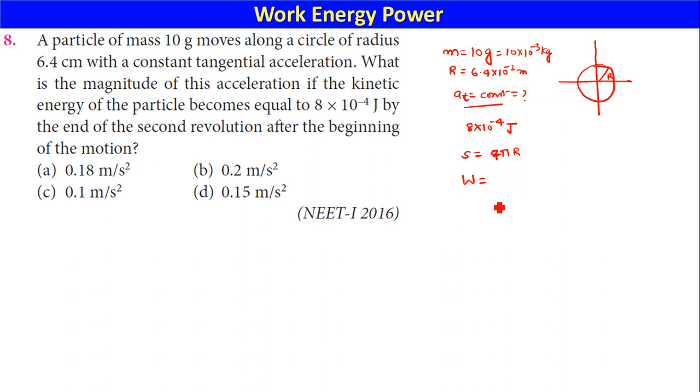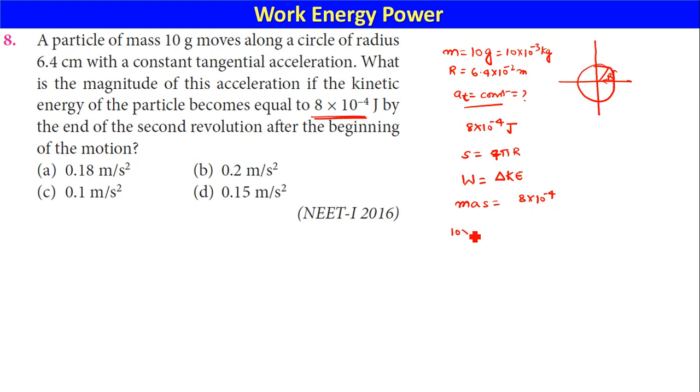So work done by centripetal force is always 0 because the angle between centripetal force and displacement will always be 90 degrees. So work done by tangential force will only be left, that is equal to change in its kinetic energy. What is the work done by this tangential force? That is mass times acceleration into displacement, that is equal to change in kinetic energy. Change in kinetic energy is now 8 into 10 power minus 4 joules.